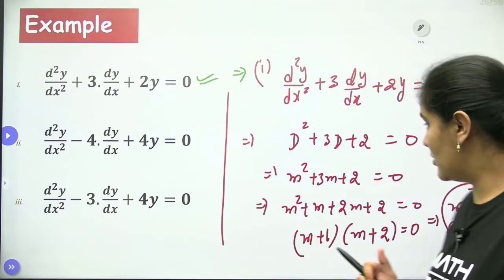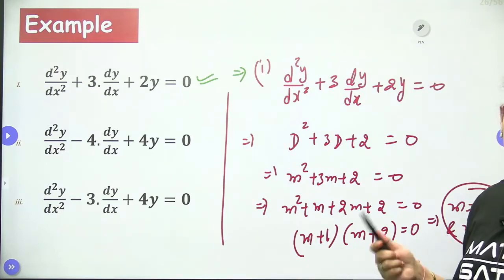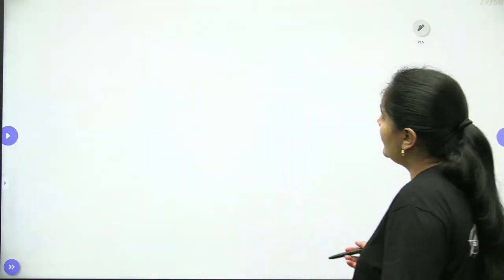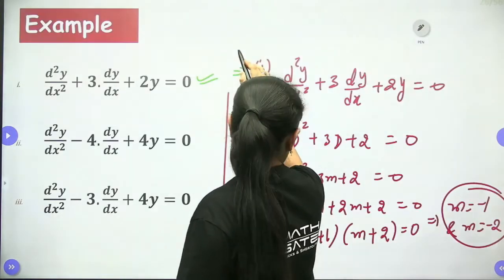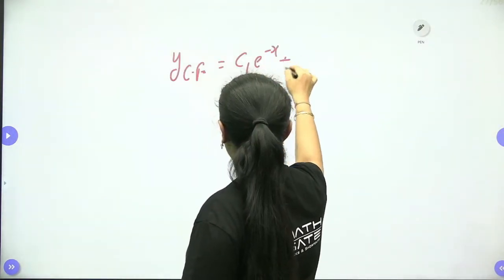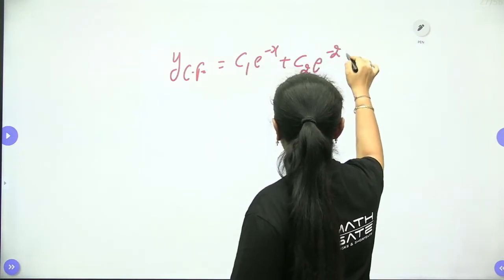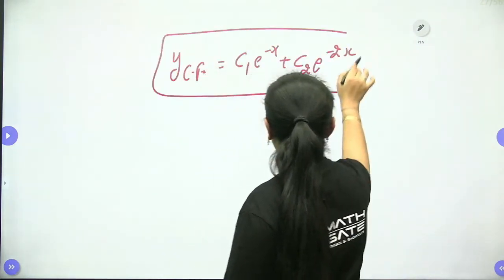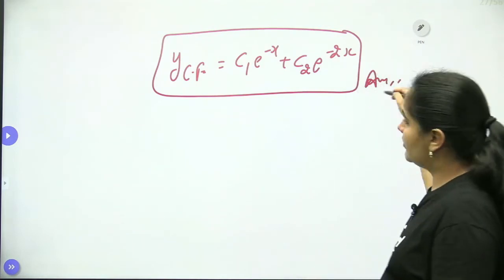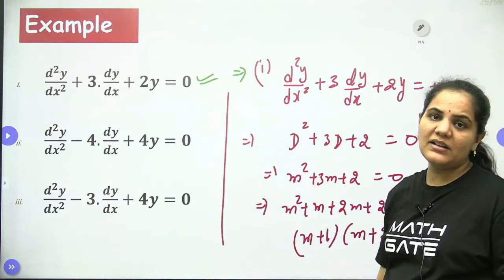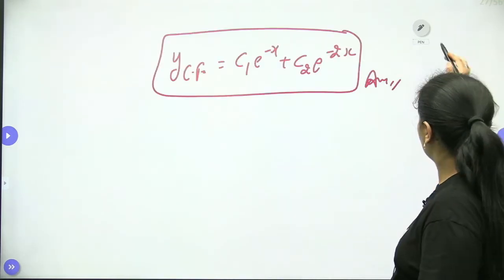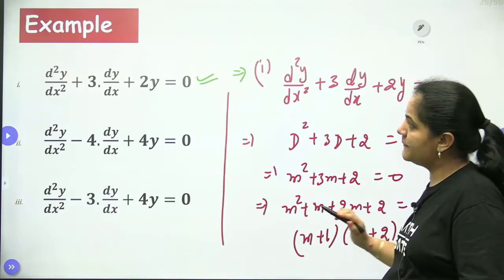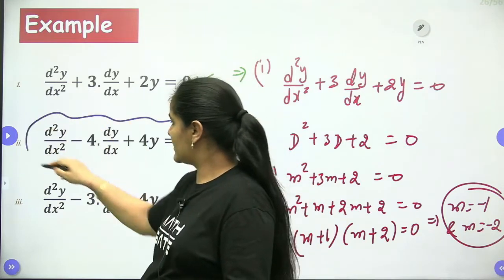So this is the question of case number 1, when the roots are real and different. So we can say the CF will be, dear students, C1 e to the power minus x plus C2 e to the power minus 2x, right? We can leave it here only because we don't have initial conditions to find the constants. Okay, so it's a simple question to approach. Done. And this question we already discussed.